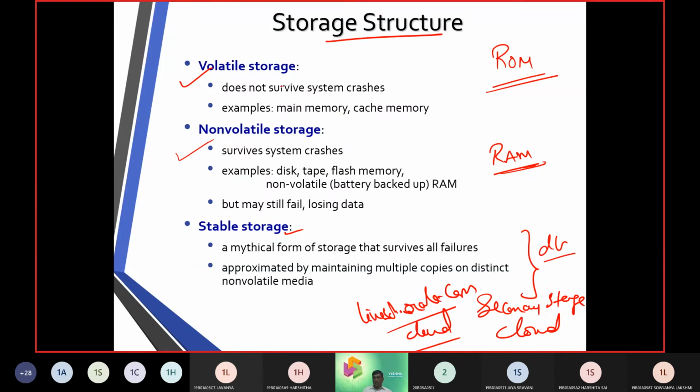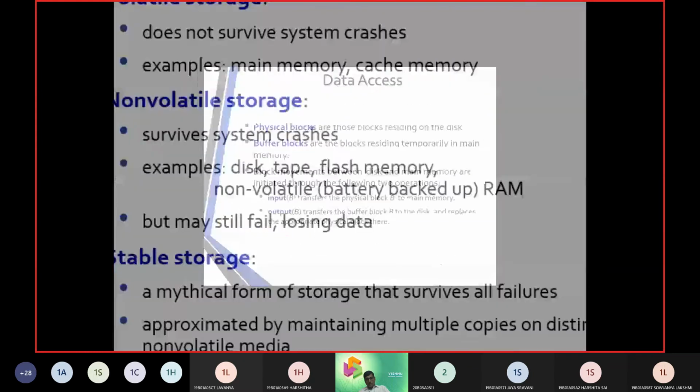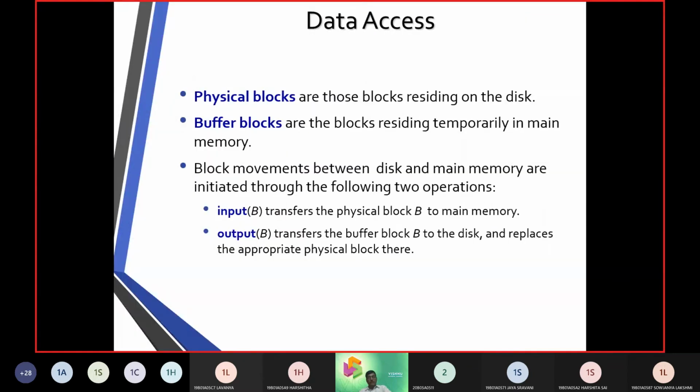So we have volatile storage and non-volatile storage. When it is volatile storage, it is vulnerable to crash, but still we can get the things back. With non-volatile storage, we may still lose some data. But stable storage has a property called durability, meaning it makes the transaction permanent and accessible at any point of time, even for long periods.